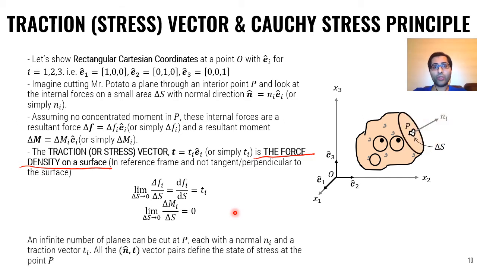If we assume that there is no point moment, we can show that the limit of delta F over delta S as delta S approaches 0 is equal to the traction or the stress at that point. Basically, a stress or traction vector at a point is dF over dS at the point. Since we assume there is no point moment exerted at the body, we can say that the limit of delta M over delta S as delta S approaches 0 is 0.